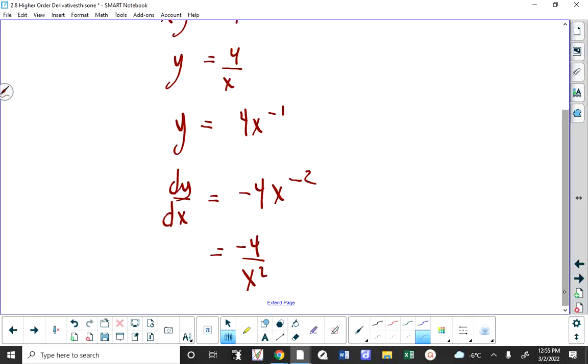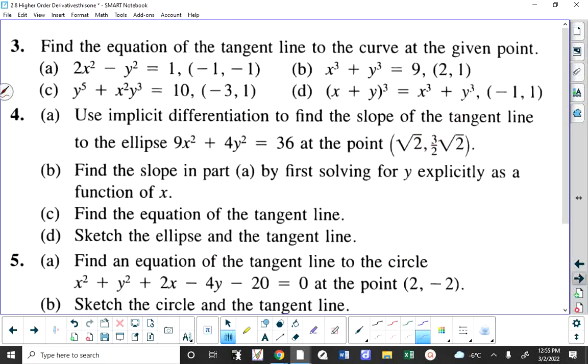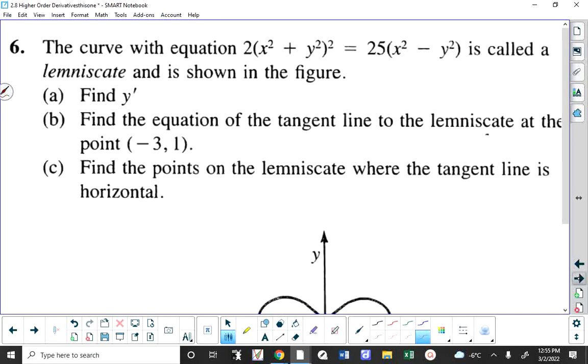Other questions? Liam? 6? Certainly. So this curve, it's the infinity shape, is called the lemniscate, and we want to find y prime. And I don't know, it's been a while since I've done this one. I don't know what level of simplification we're going to pursue. It may be very little, because ultimately you're going to use the derivative to find the slope of the tangent at (negative 3, 1). But let's dive in.